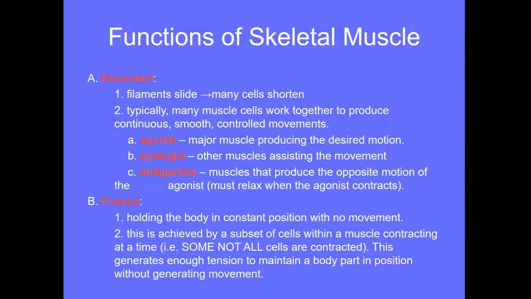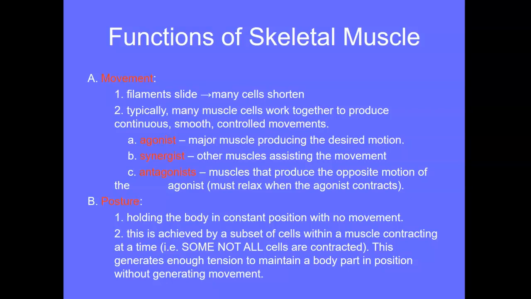So what type of function, or what do these movements allow us to do? One of the most important movements for skeletal muscle is simply posture. This is the holding of the body in a constant position without movement. It enables us to stand and sit. It's achieved by cells contracting all the time. Problem is, within a muscle, you'll have a bunch of cells that might become kind of fatigued over time.